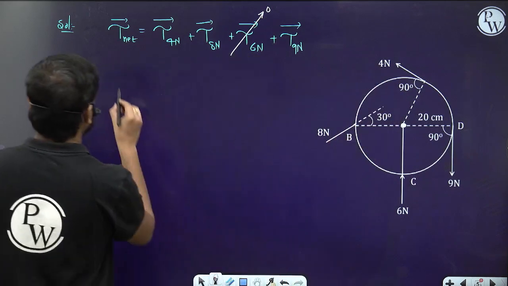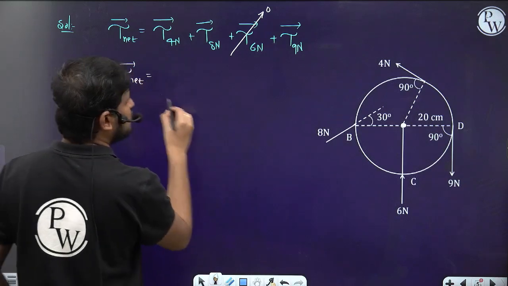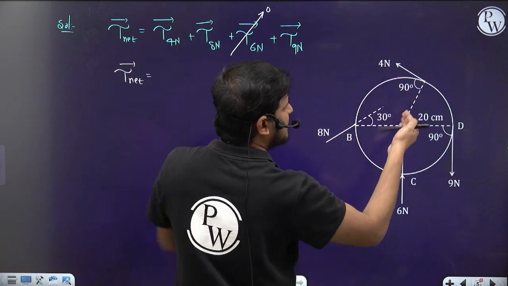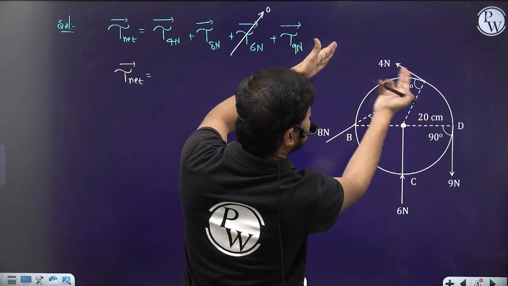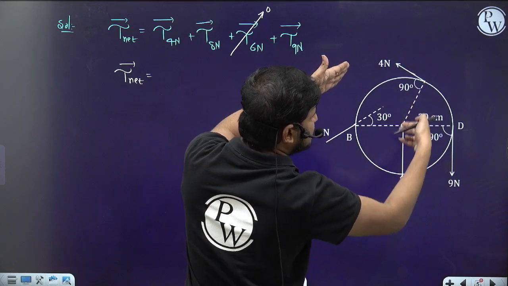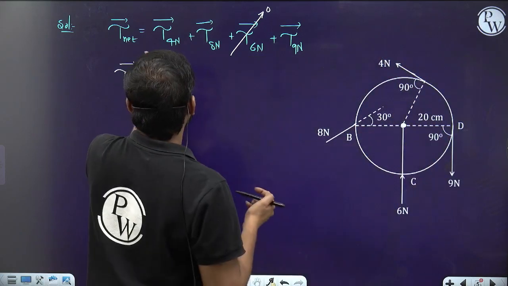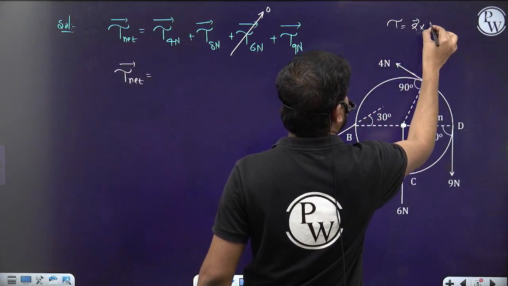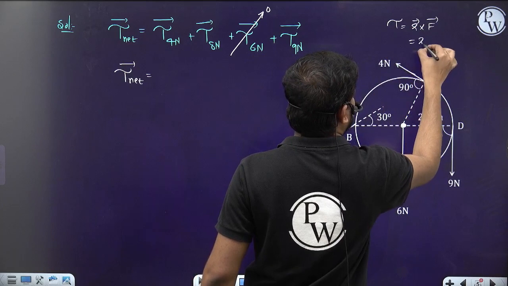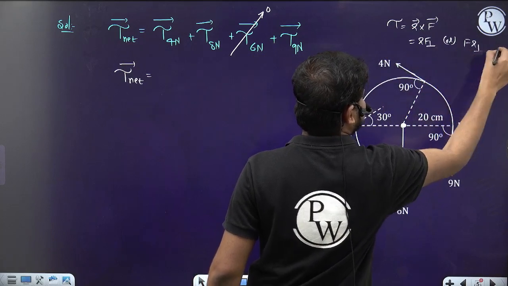So first, the torque due to 4 newtons force. The force is this side, and what is the perpendicular distance? This is the tangential force, it's a tangent. The radius and tangent will be perpendicular. So we know that the torque is R cross F, either R into the perpendicular force, or we can write force into the perpendicular distance.